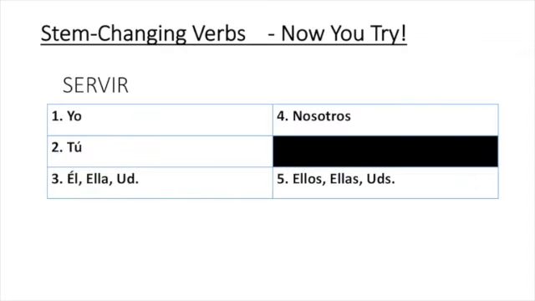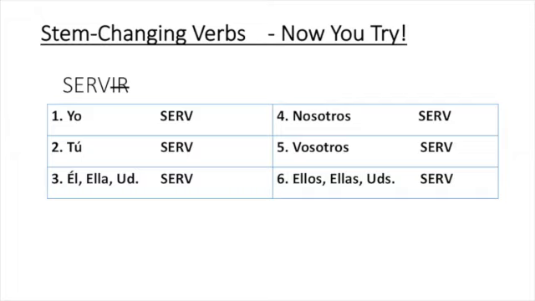Okay, I want you to try the verb servir for me, which is also an E to I stem change. So take a moment, pause your audio. All right, so just like all of our other verbs, we're going to chop off our IR in servir. We're left with serv, S-E-R-V. We need to add our endings. This is an IR verb, so o, es, e, imos, ís, en.